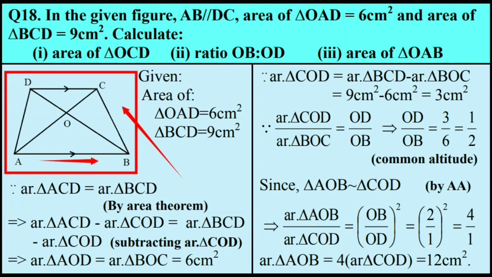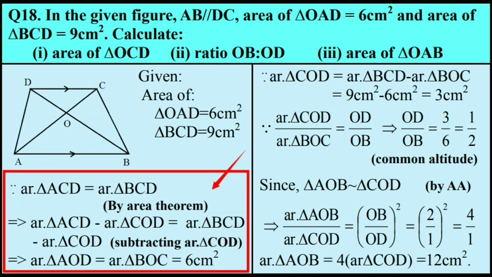AB is parallel to DC and diagonals AC and BD meet at O. The first block of the solution shows that area of triangle AOD is equal to area of triangle BOC, and since area of triangle AOD is 6 cm square, hence the area of triangle BOC is also 6 cm square. And in this process area theorem is used that you have studied in lower classes.